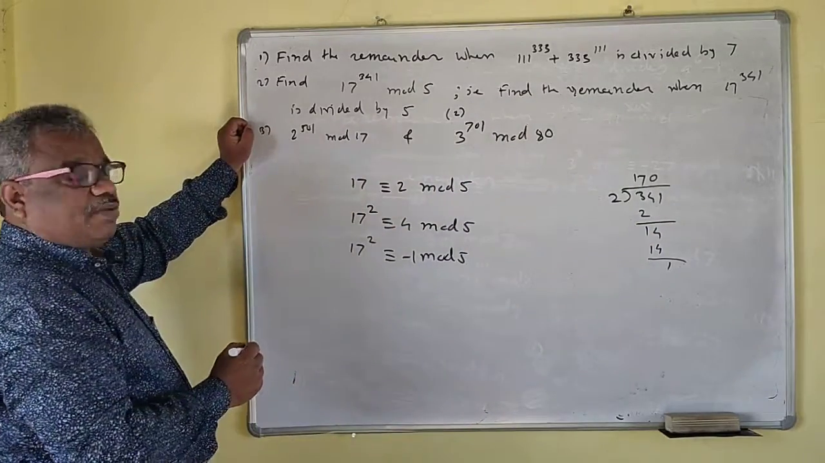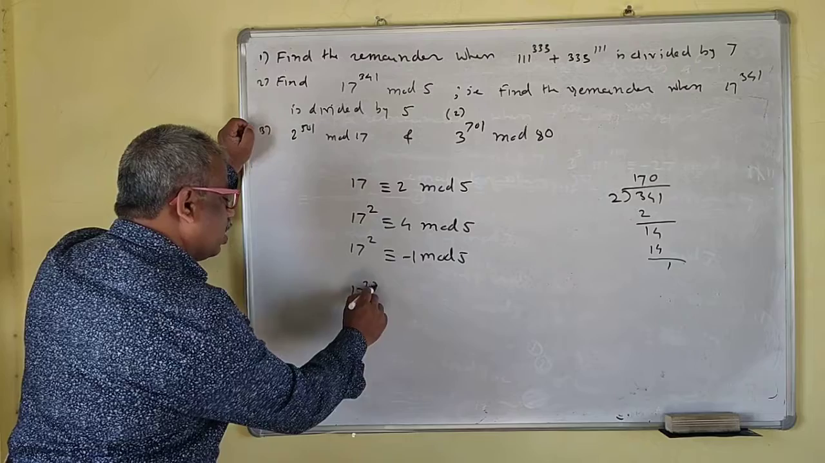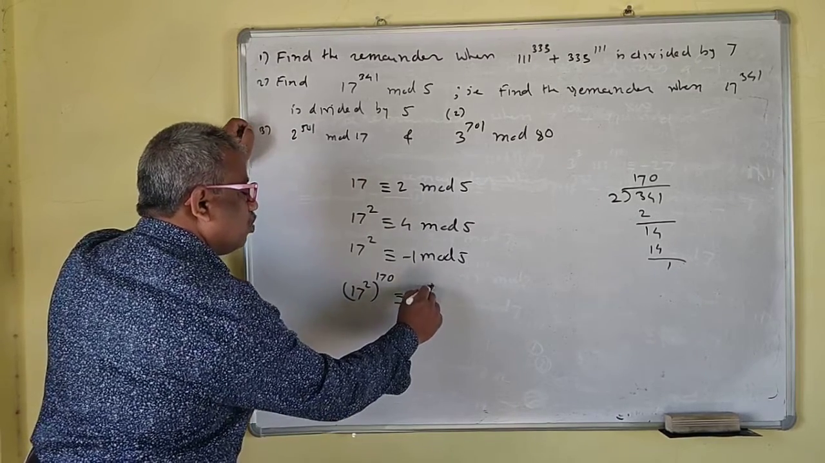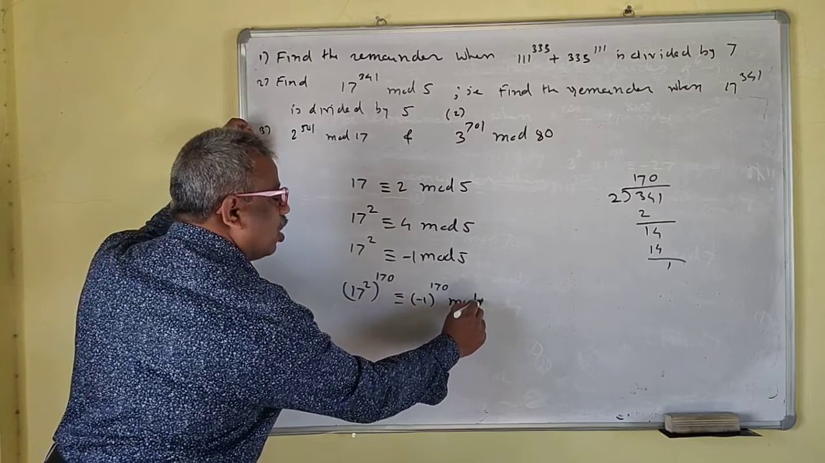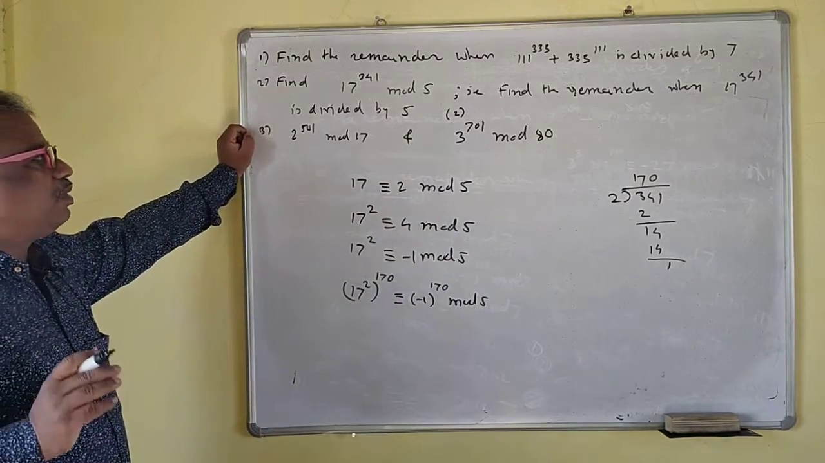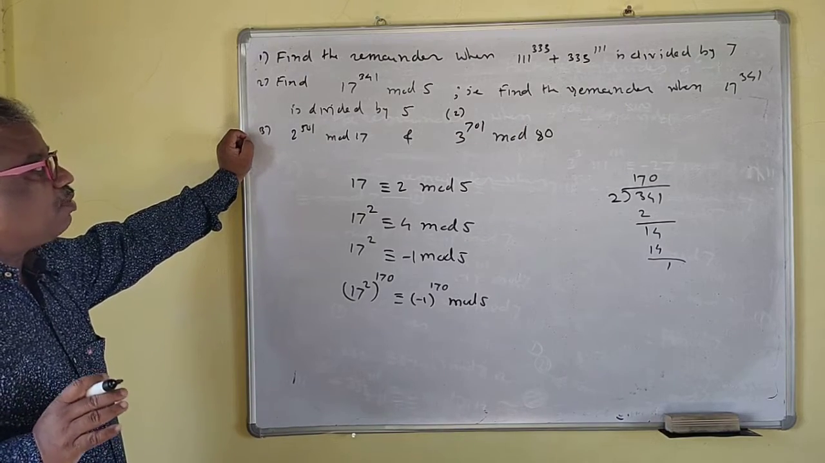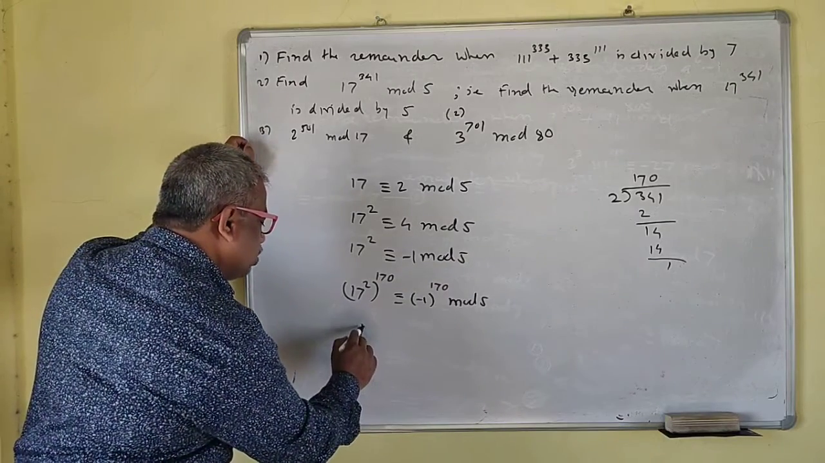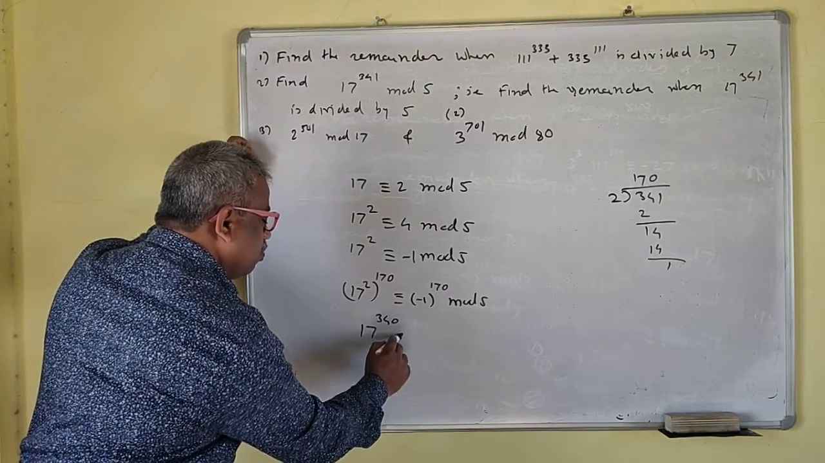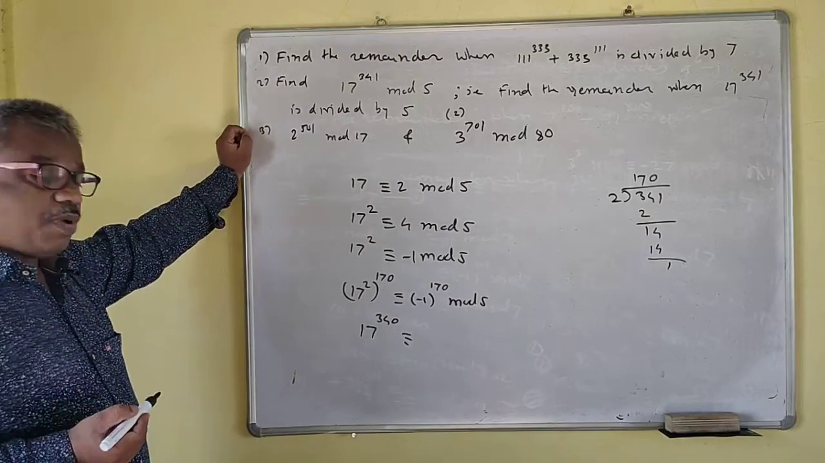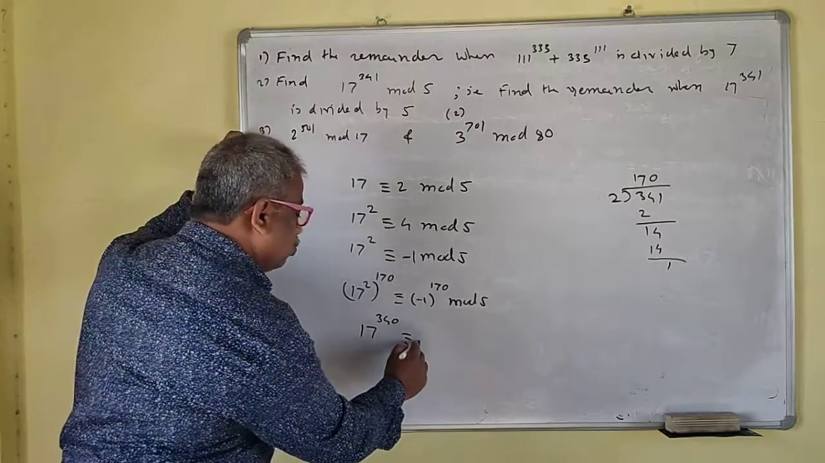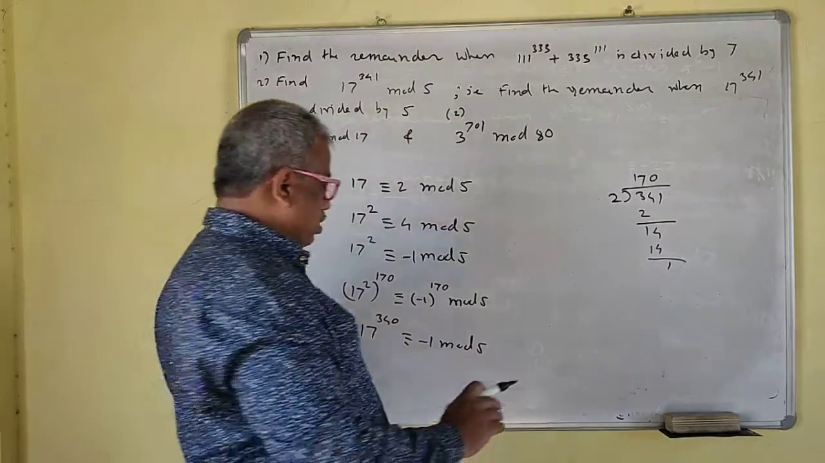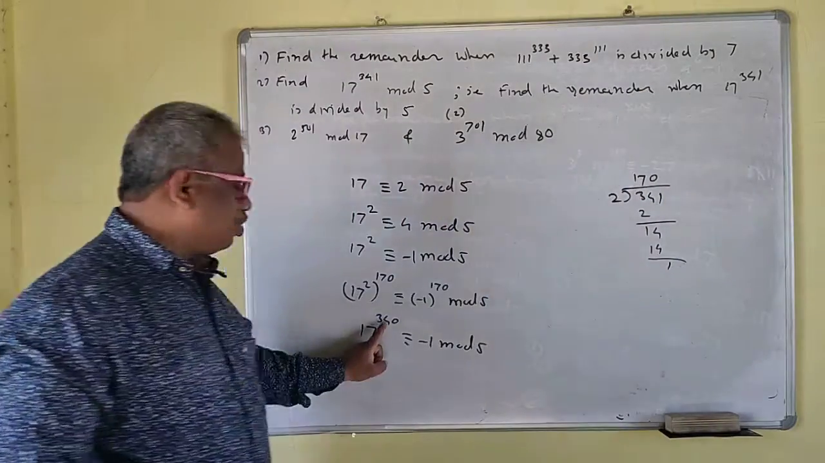So I will take the 170th power of this one. So 17 squared to the power 170 is congruent to minus 1 to the power 170 mod 5, because half of 340 is 170. So we reach up to 17 to the power 340 is congruent to 1 mod 5. Just multiply by 17 then, so that we will get 17 to the power 341.